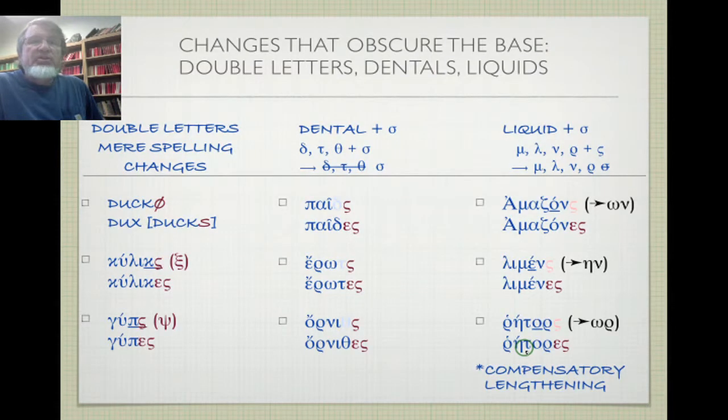But there are complications sometimes. Some have to do with mere spelling changes. Let me suggest that you imagine English having no written form. And then suddenly, day after tomorrow, someone introduces the alphabet, teaches you how to encode sounds, and you say, oh man, I can write down these words. And you find out how to write the word duck.